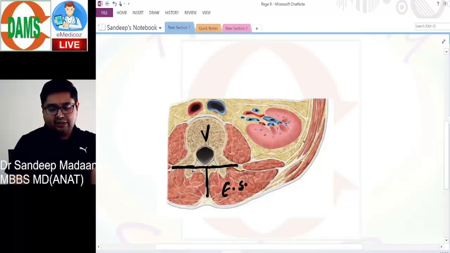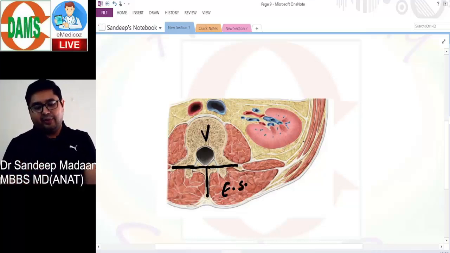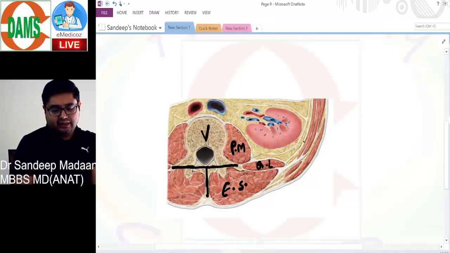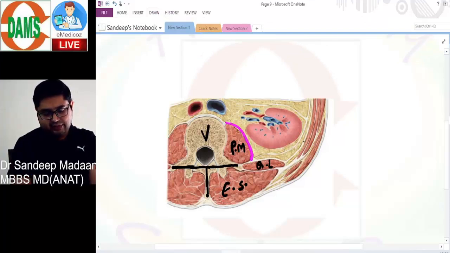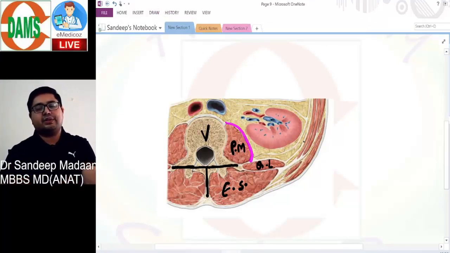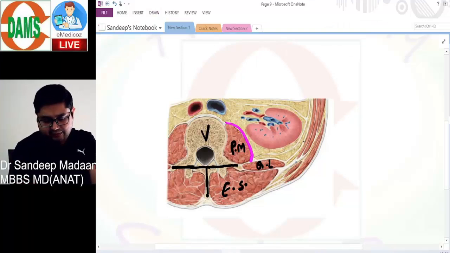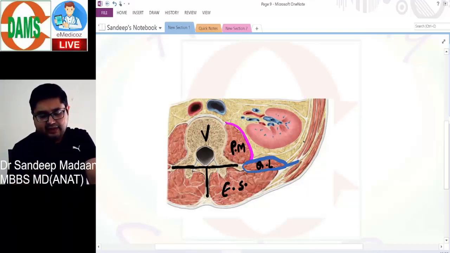Is that clear? Now, along the posterior wall of the abdomen, this muscle is psoas major. What is this? Psoas major. And this muscle is quadratus lumborum, right? Now let me add the fascial layers. Here you can see this is one fascia which is covering the psoas major. It is called psoas fascia. And there is another fascia here, the anterior layer, and this is the middle layer. The anterior layer and the middle layer of thoracolumbar fascia, and this is the posterior layer of thoracolumbar fascia.